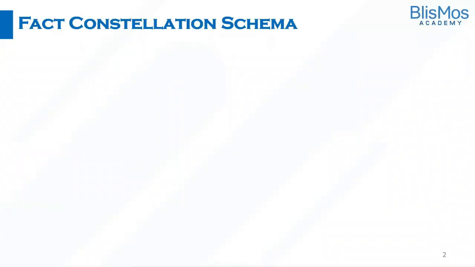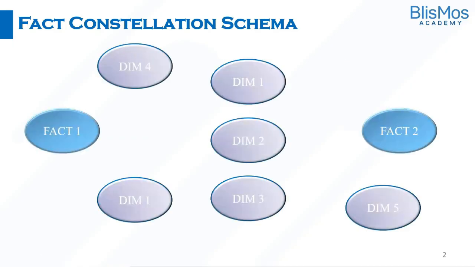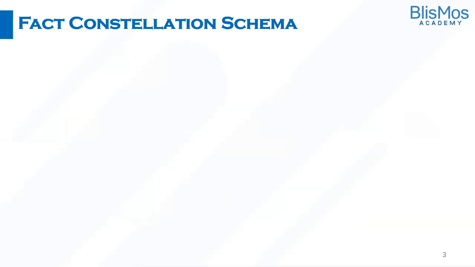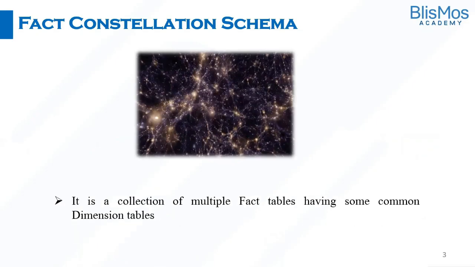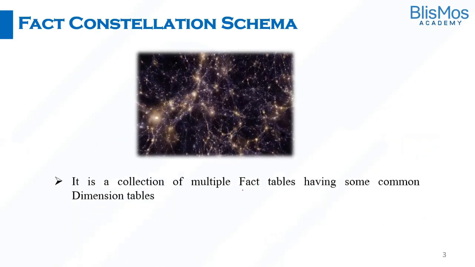What is this fact constellation? When you talk about a constellation, what comes to your mind? Multiple bright stars in a dark sky, right? In the same way, what happens in fact constellation schema in a data warehouse is that it will have multiple star schemas. Why does it happen? Because fact constellation schema is a collection of multiple fact tables having common dimension tables.